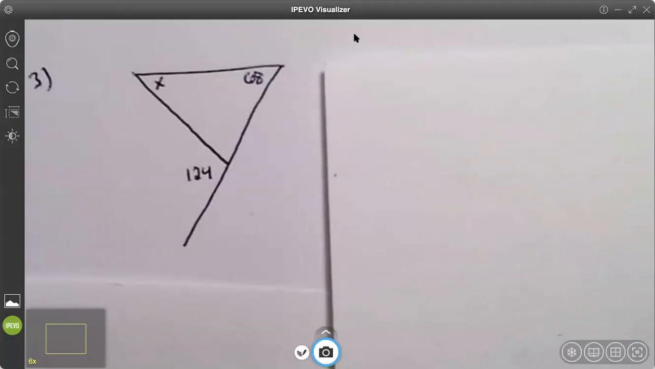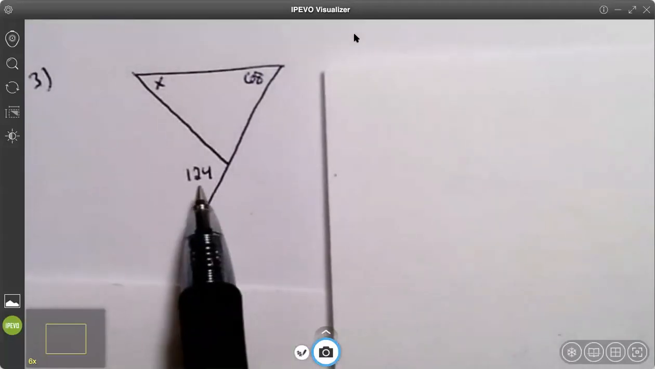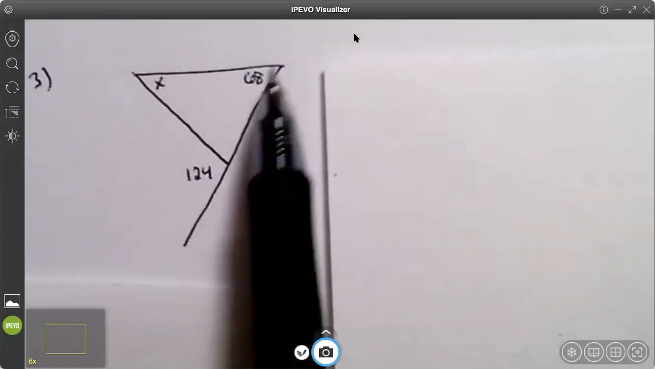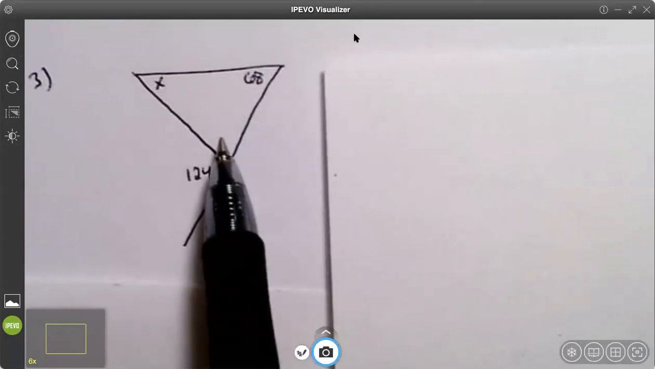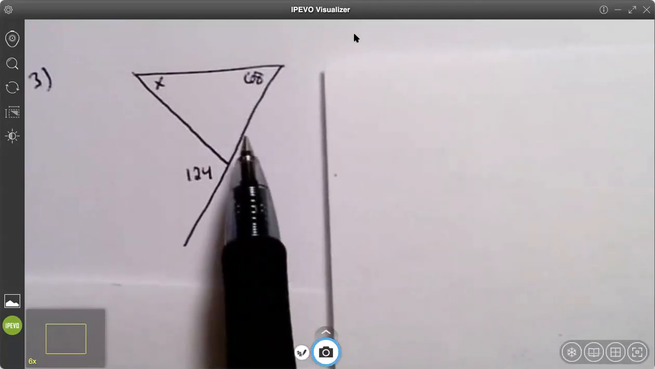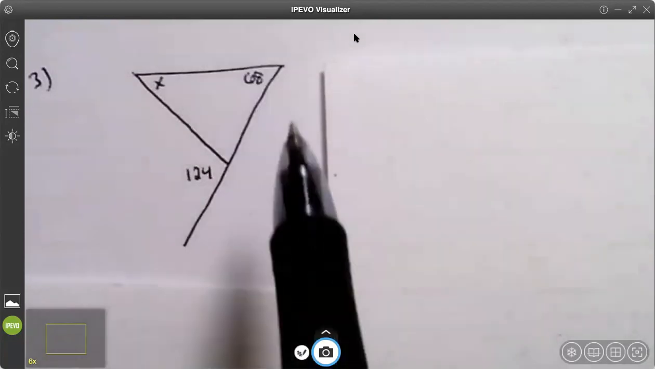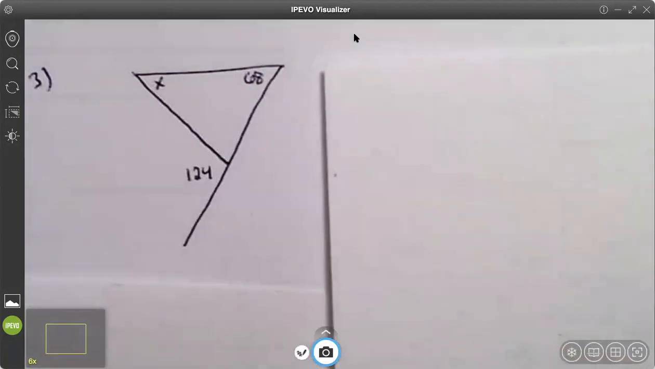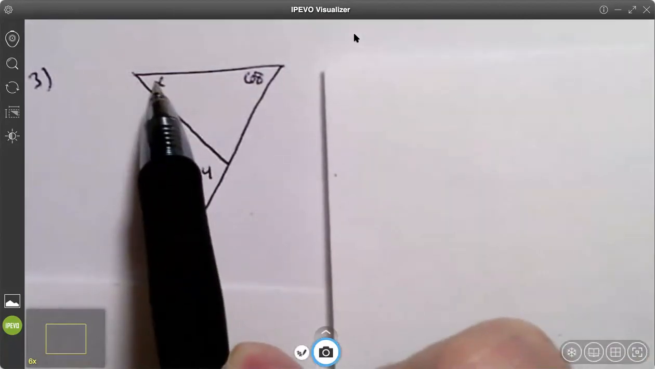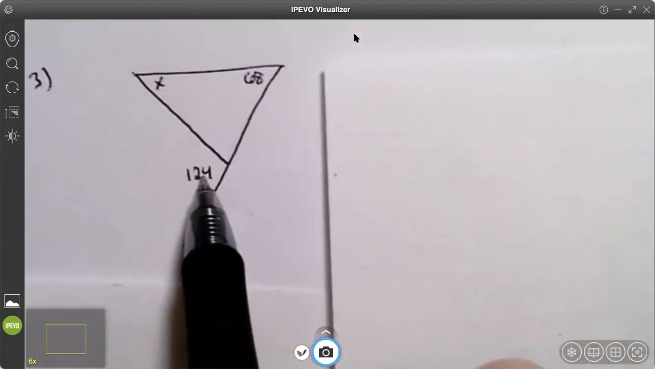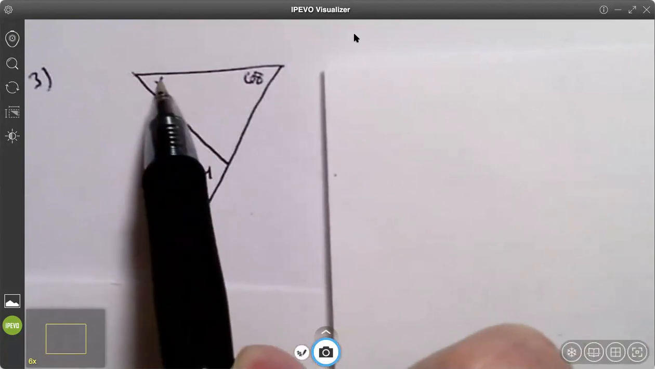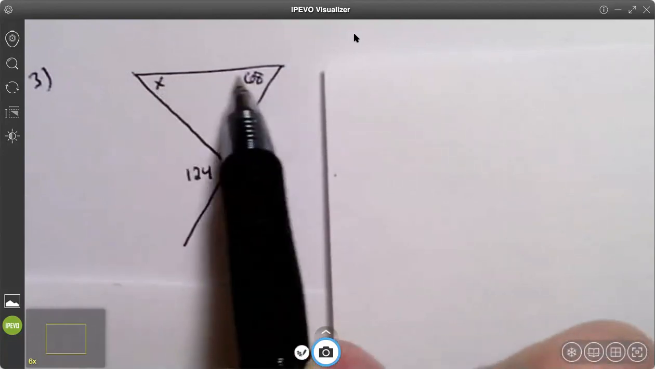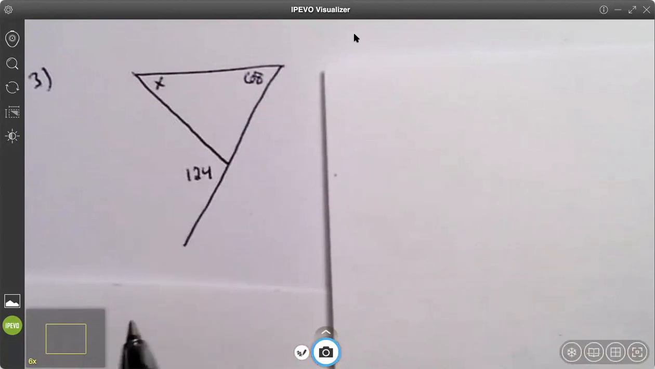Now we're dealing with the exterior angle from a triangle. I know the three interior angles add together to give me 180, and I could use that to find x and know that this angle and this angle are supplementary. But there's a trick. When you're given these two opposite angles away from this exterior angle, the sum of these two opposite angles is going to equal this exterior angle.